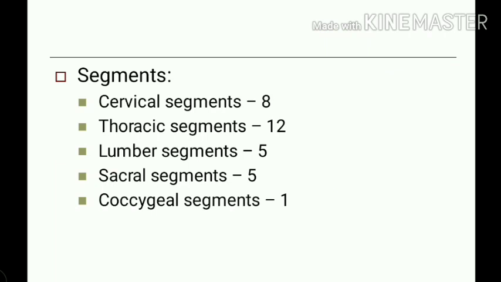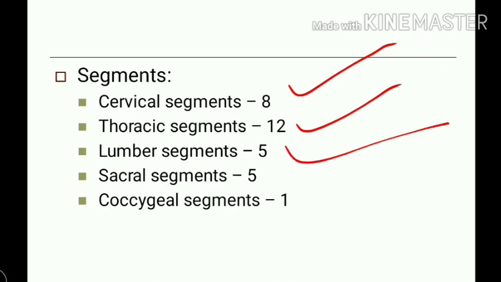Now, the spinal cord has 31 pairs of spinal nerves, which include 8 cervical segments, 12 thoracic segments, 5 lumbar, 5 sacral segments and 1 coccygeal segment.